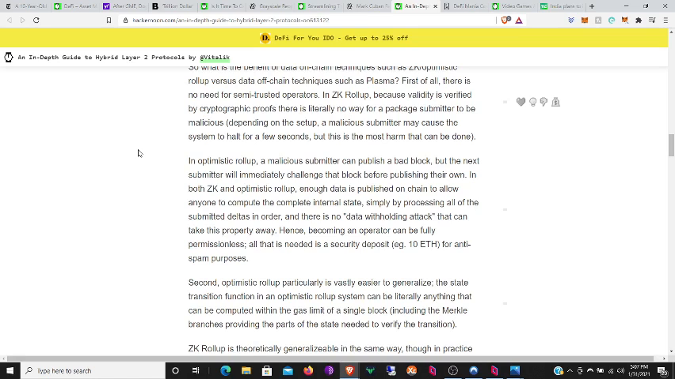In optimistic rollup, a malicious submitter can publish a bad block, but the next submitter will immediately challenge that block before publishing their own. In both ZK and optimistic rollup, enough data is published on chain to allow anyone to compute the complete internal state, simply by processing all of the submitted deltas in order, and there is no data withholding attack that can take this property away. Hence, becoming an operator can be fully permissionless. All that is needed is a security deposit, like 10 ETH, for anti-spam purposes.